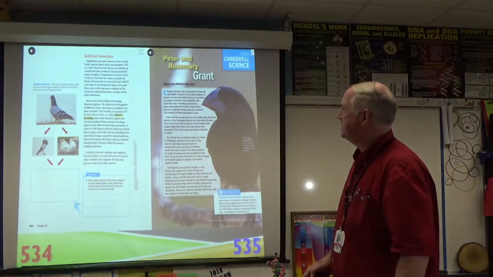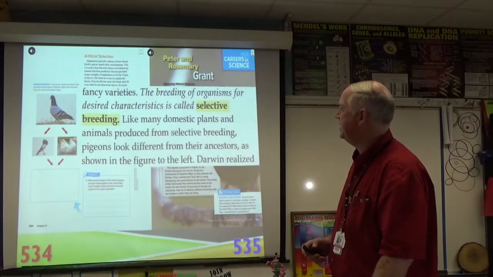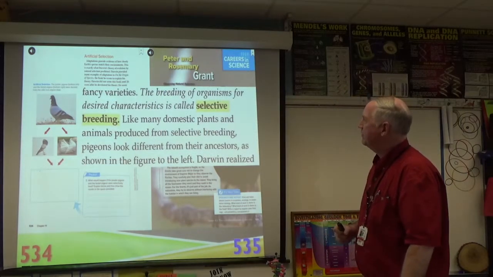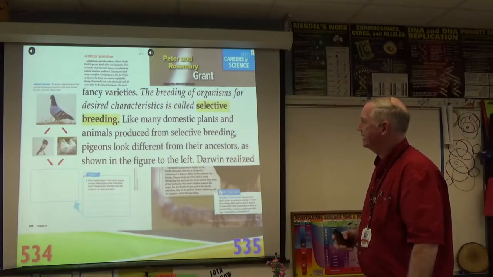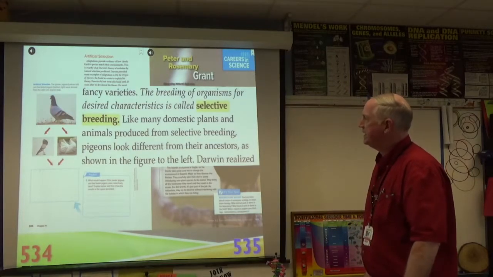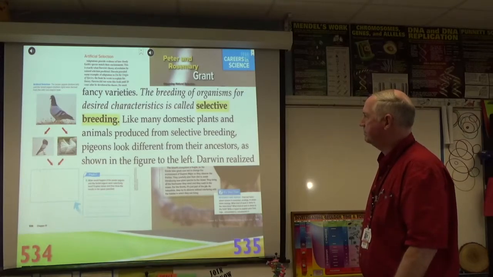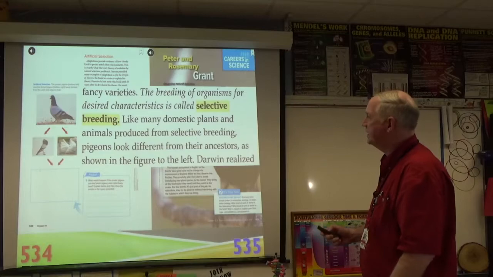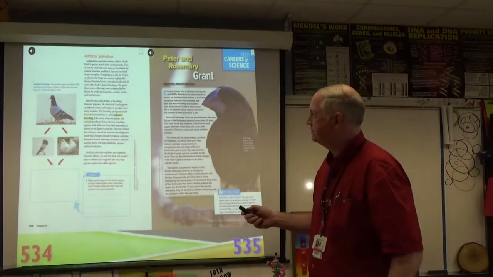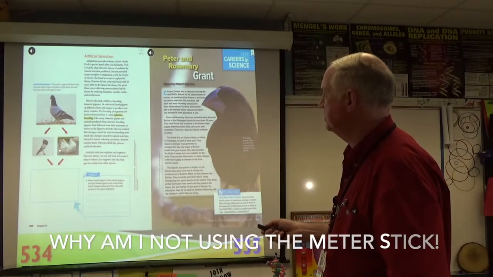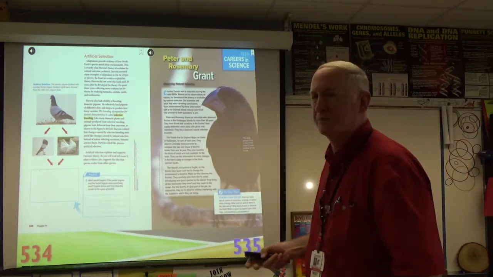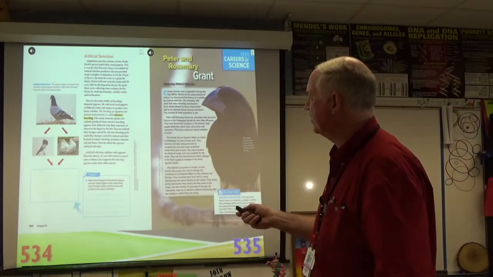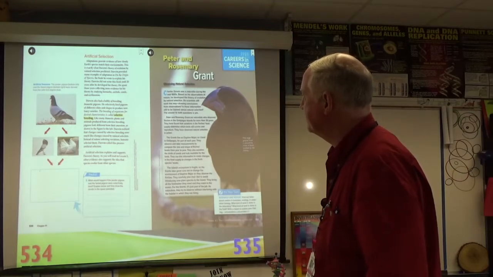All right, we've made it to selective breeding. The breeding of organisms for desired characteristics is called selective breeding. Like many domestic plants and animals produced from selective breeding, pigeons look different from their ancestors, as shown in the figure on the left. So, I guess pigeons used to look like this, now they look like that, through selective breeding, or maybe they started like this and we made them look like that.